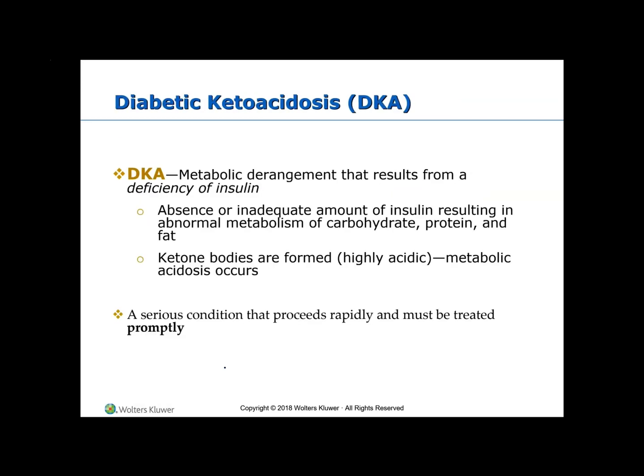DKA is a metabolic derangement that results from a deficiency of insulin. The way to break it down is that there's an absence of insulin, resulting in abnormal metabolism of carbohydrate, protein, and fat. Your body can't utilize glucose like it normally does, so it starts metabolizing carbohydrates, protein, and fat, and those form ketones, which are highly acidic. As they build up in your bloodstream, metabolic acidosis occurs. There's your diabetic ketoacidosis.